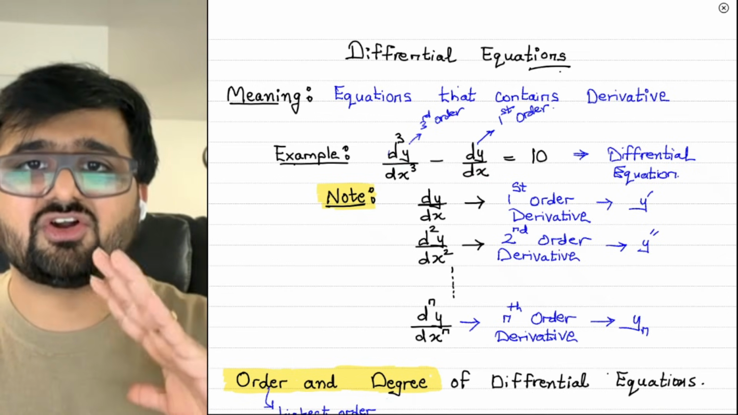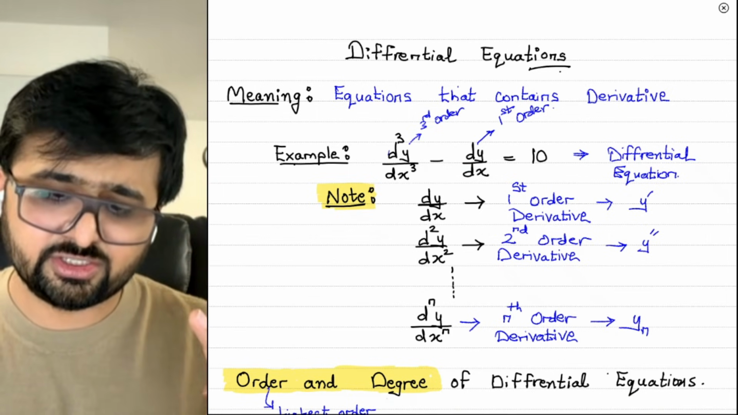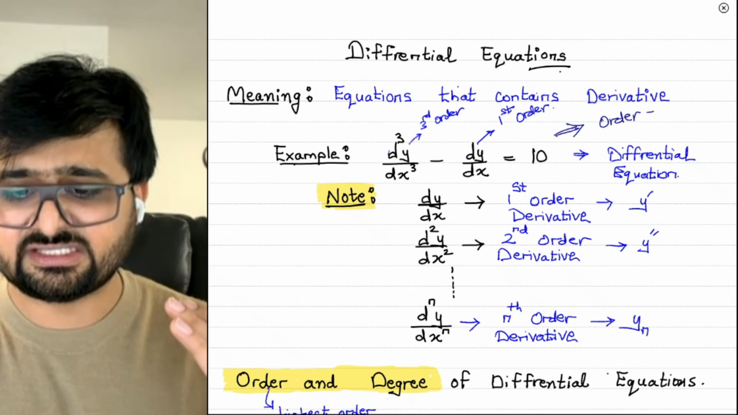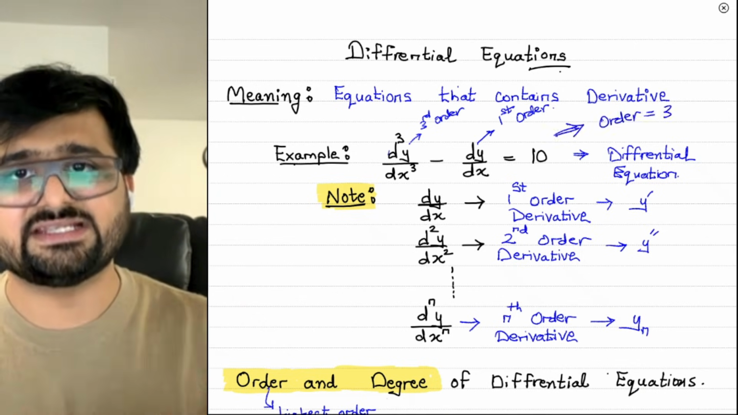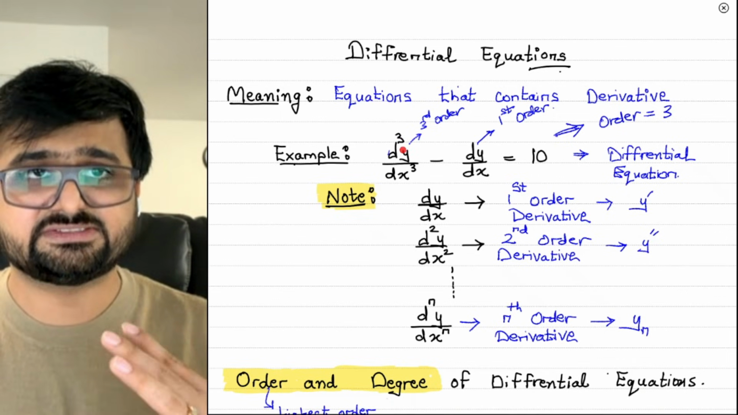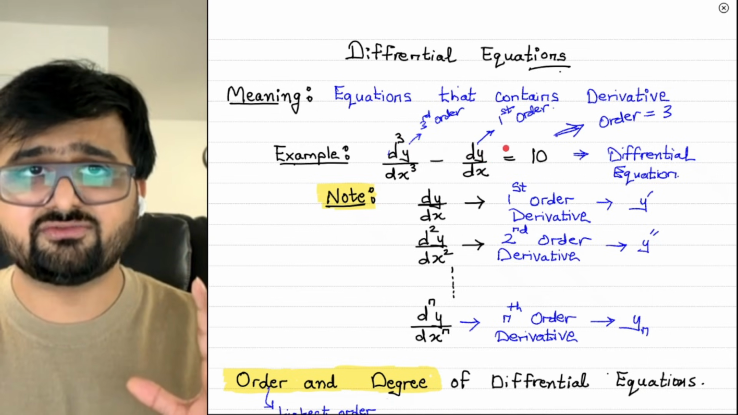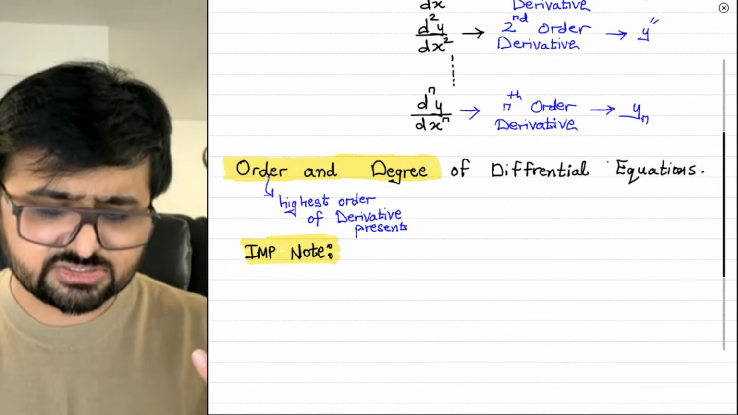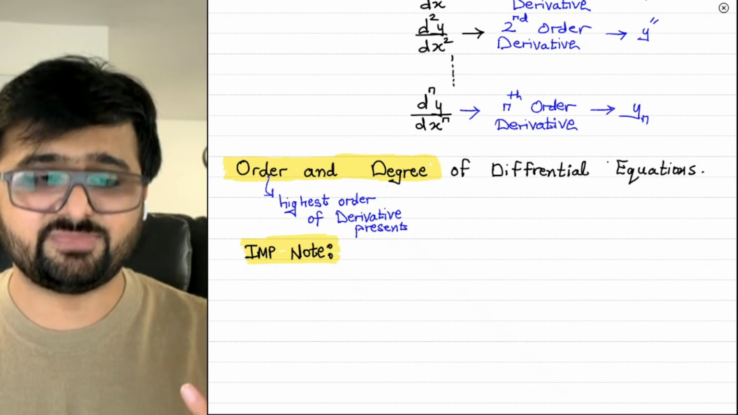What is the highest order of derivative present here? It is third order. Hence, the order of this entire differential equation is 3, because order is the highest order of the derivative present in a differential equation. There are two derivative terms, one is third order and one is first order. Since the highest order is 3, the order of this differential equation is 3. I hope that makes sense. So the order of a differential equation is nothing but the highest order of the derivative present.